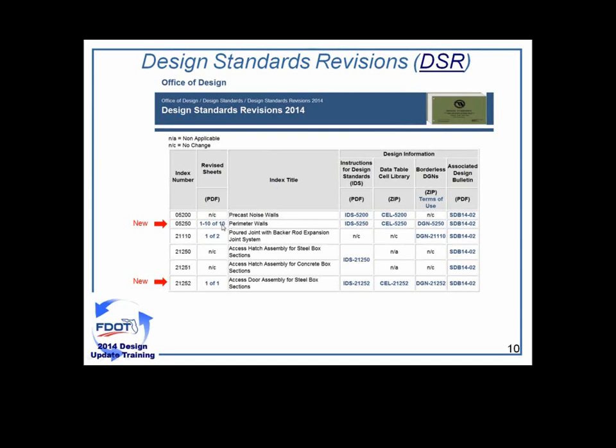We also have index 5250, which is a new index. Therefore, we have all the components. We have sheets 1 through 10 of the perimeter walls. We have the IDS, the cells, the DGNs.